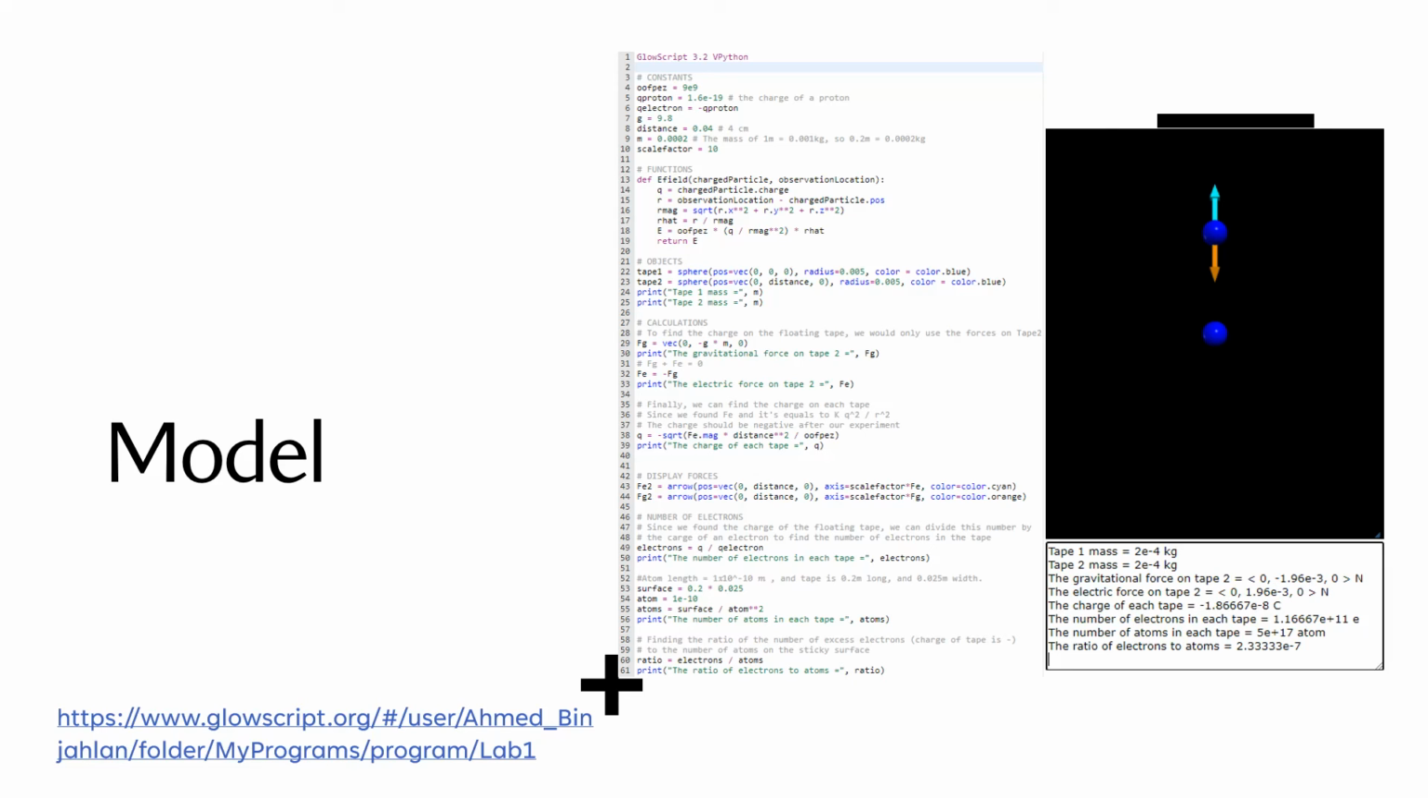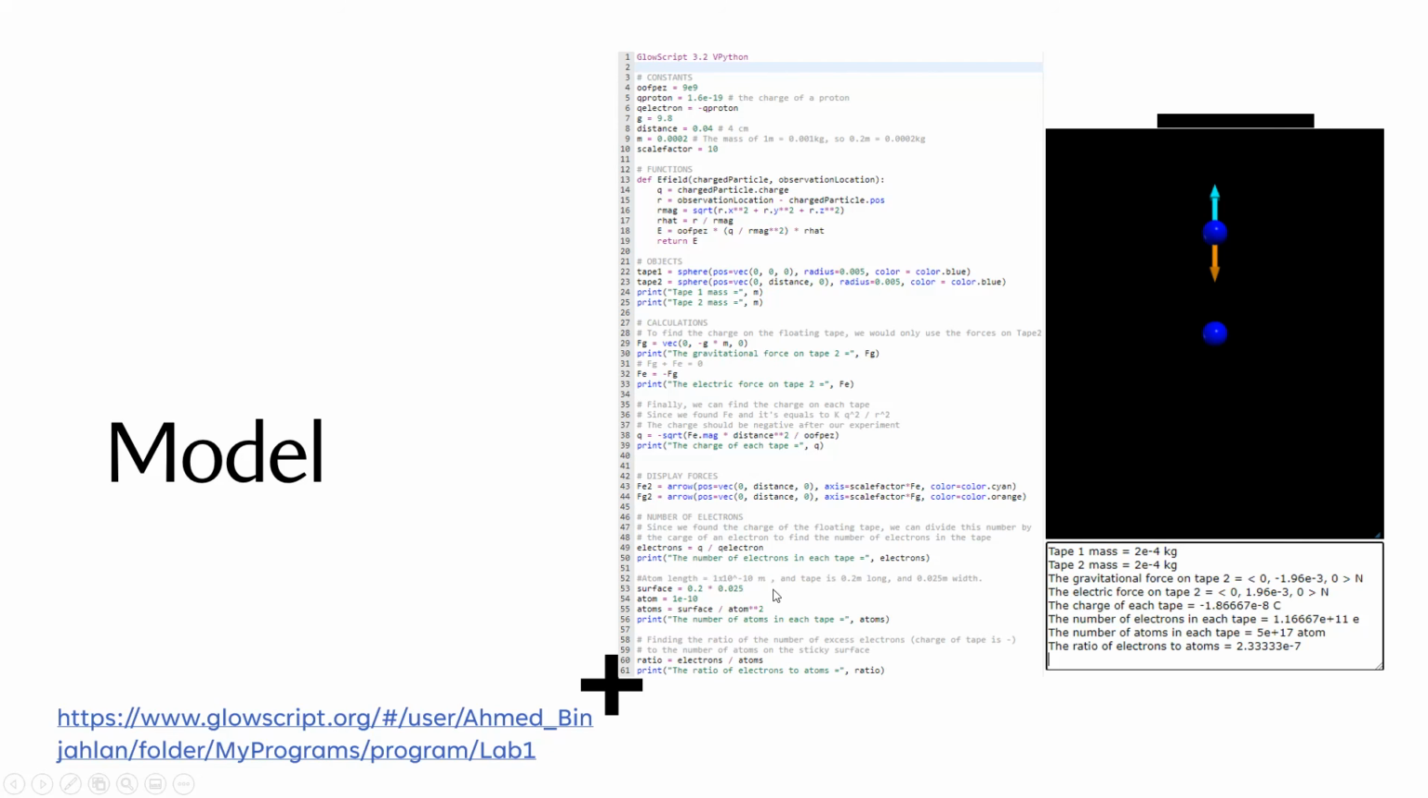Finally, we can find the charge of each tape by manipulating the electric force, or Coulomb's law, to solve for the charge. This is what we did to find the charge from the magnitude of the electric force. And we displayed our arrows: the orange is the gravitational force, and the cyan is the electric force.